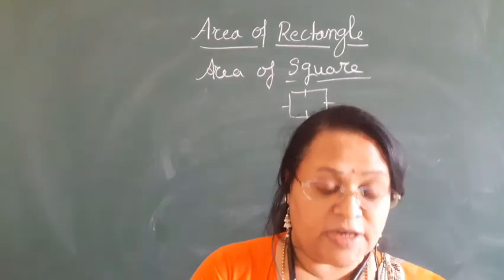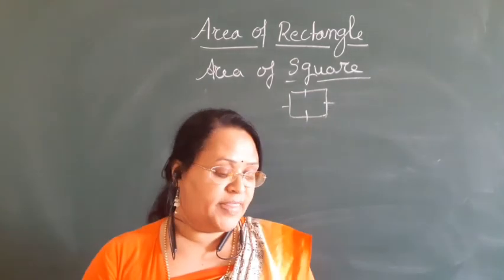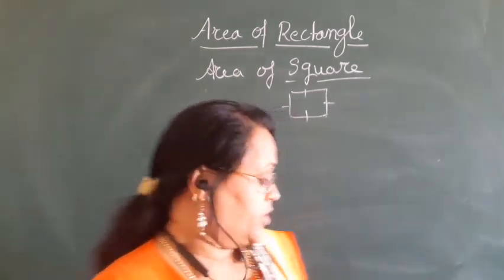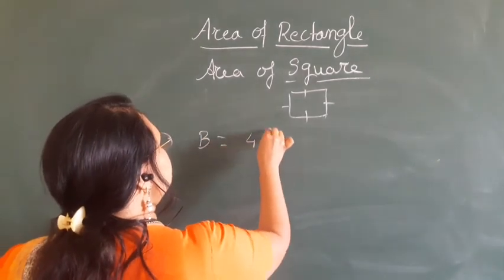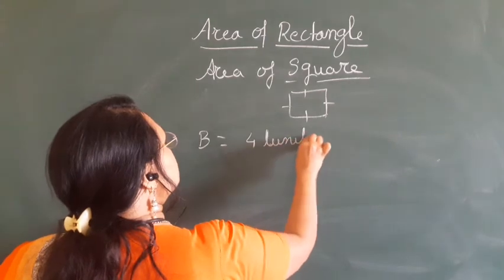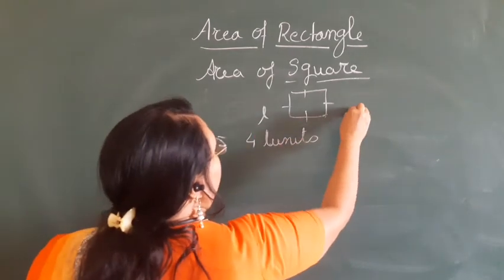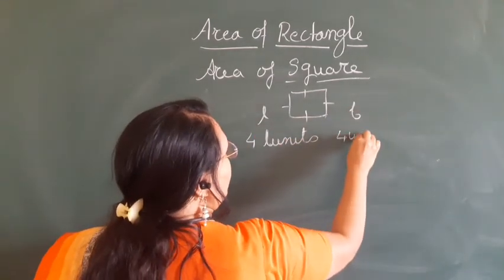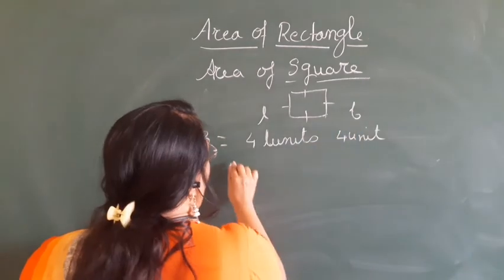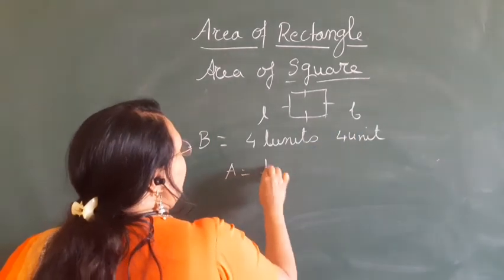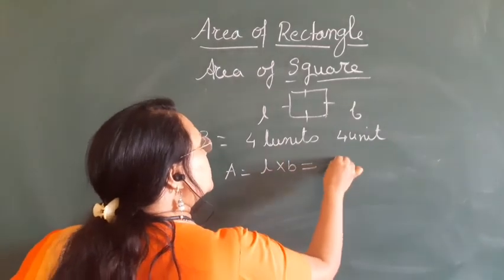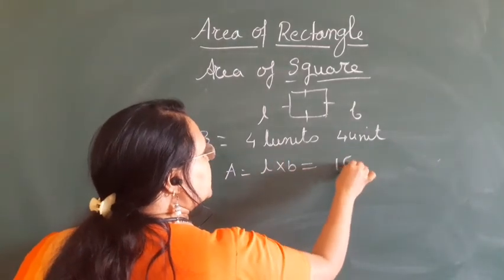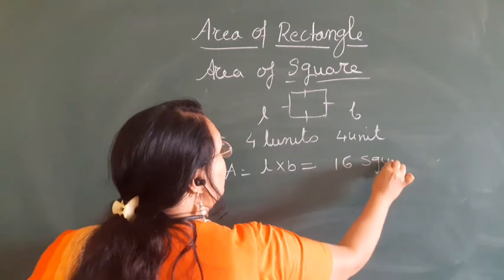The next is given, that it is 4 into 4. The second one is given, that is 4 unit length and the breadth is also 4 unit. So area equals length multiplied by breadth. What is that? 4 into 4 is 16 square unit.